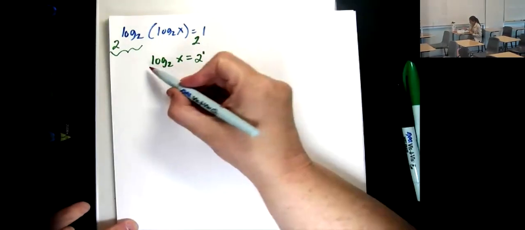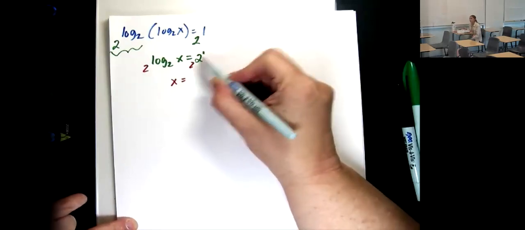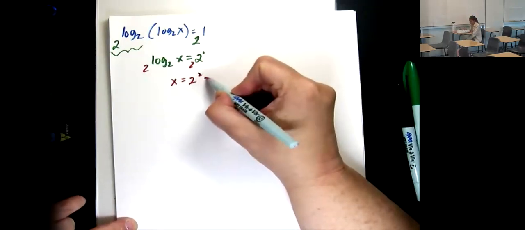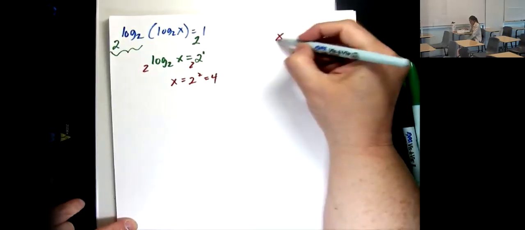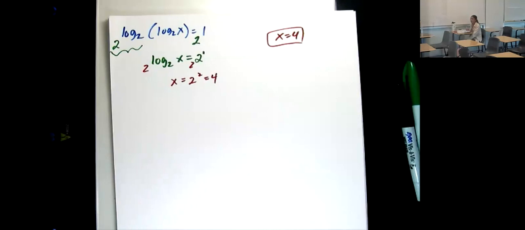Then we do it again. x equals 2 squared, which is 4. I can see by plugging it in, 4 gives me a positive number on the inside. It shouldn't be a problem.